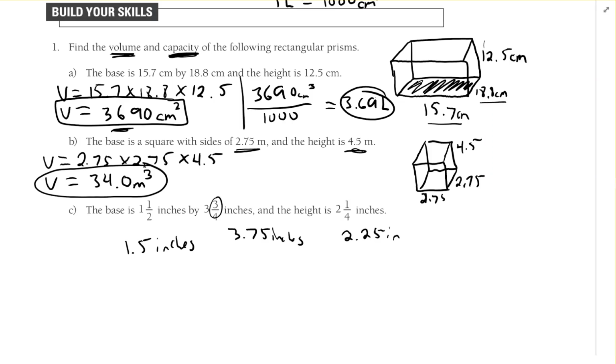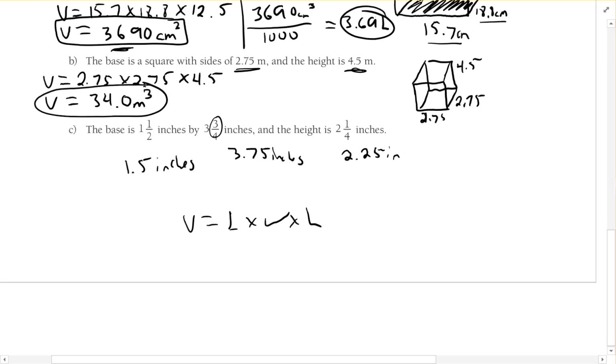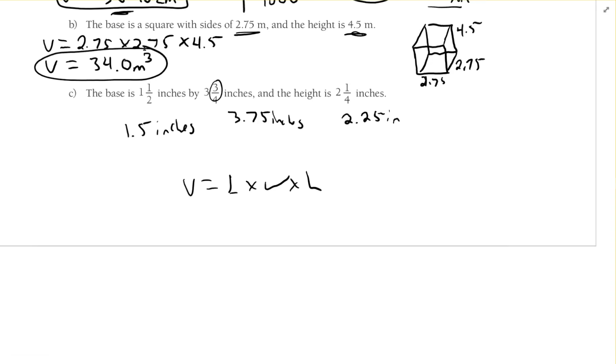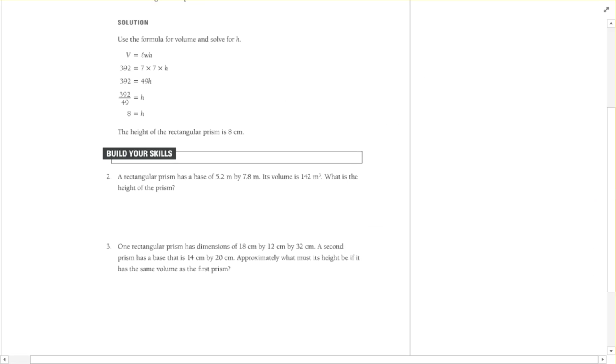Okay, and then when you got that, it's just going to be your normal formula, right? So just V is equal to length times width times height. Okay, so I'll let you guys go ahead and answer that one now. Okay, moving on.